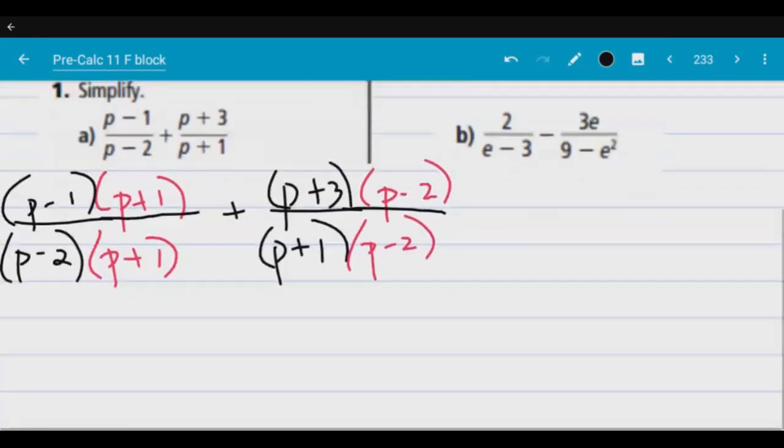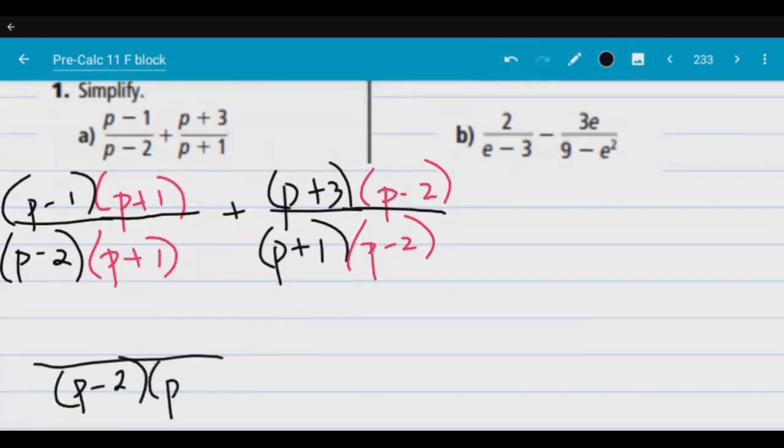So this one, the denominator is p minus 2 times p plus 1. Don't worry about multiplying that. You don't need to. Okay, the top, this one. Oh, that appears to be the difference of two squares. So that would be p squared minus 1, right? Plus, once again, this one would have the same denominator.